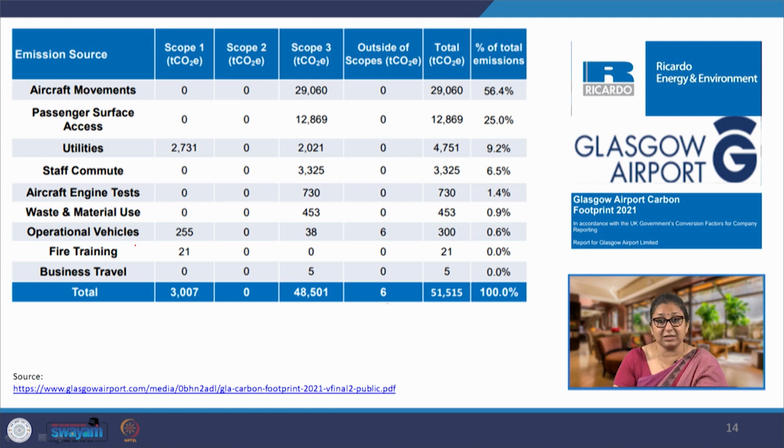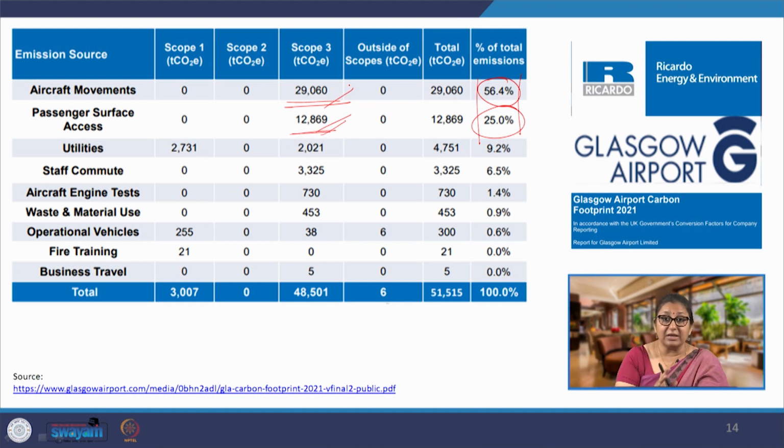If we look at the numbers in detail, we will see that the maximum amount of emissions from Glasgow airport, out of the emissions that we have seen, is coming from the aircraft movements, which is largely scope 3, which we have already talked about. After that, there is passenger surface access, which is again significant. Passengers commuting to and from the airport is passenger surface access. So, this is again scope 3. Both of these are scope 3, not under the direct control of the airport. Of course, part of it, for example passenger surface access, can also be influenced through large scale design.